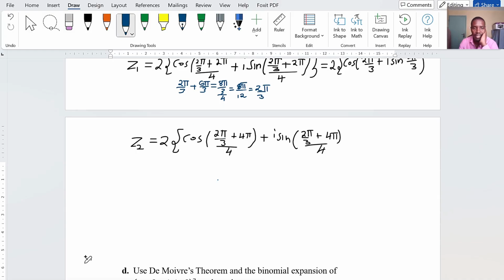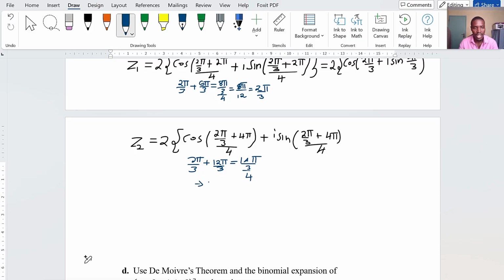So we'll solve and simplify. Now we have 2 pi over 3 plus 4 pi, to make it over 3. 3 goes into 4 times, 12 pi over 3, which is the same as 4 pi. Now when you add, you get 14 pi over 3, over 4.